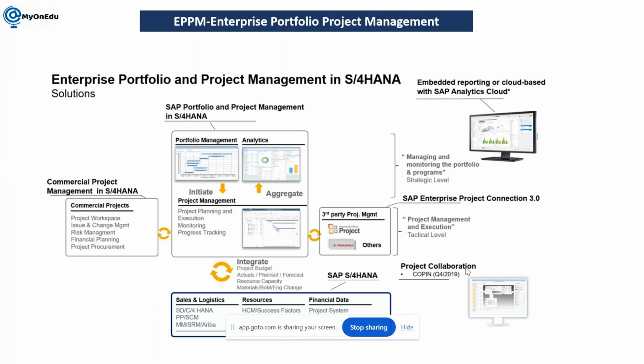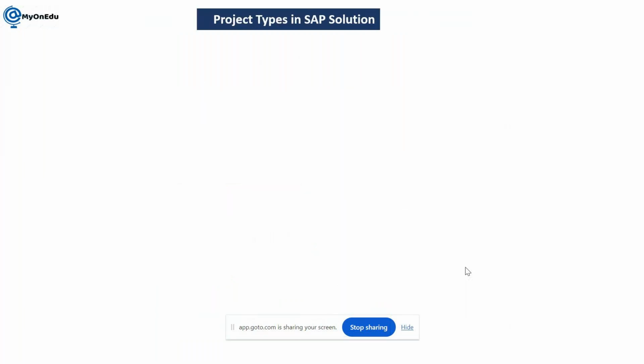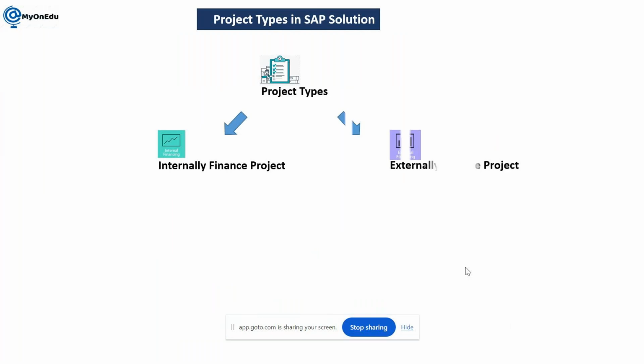So before understanding the answer to this question, let us understand the different project types in SAP project system, or any type of projects which we are managing from the project system perspective. Let us understand from the root side. Here in SAP, we have two major types of project. One is the internally financed project and another is the externally financed project.